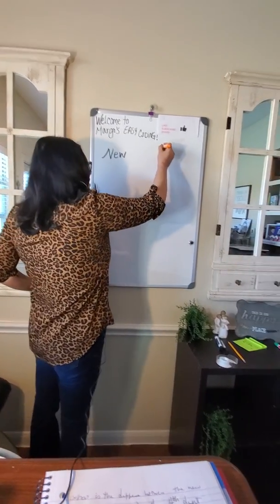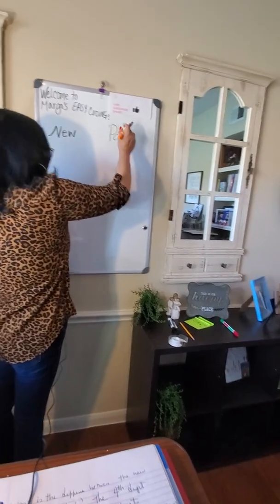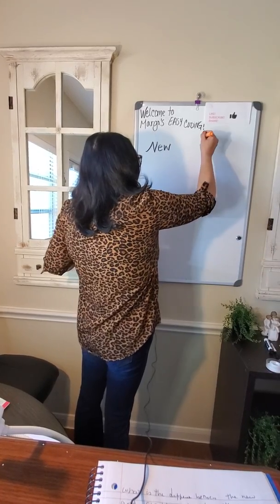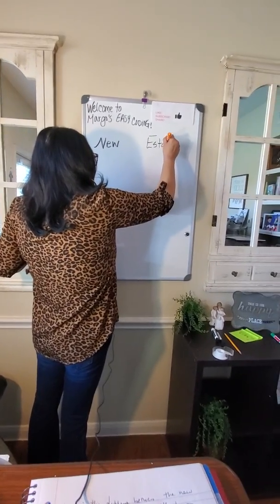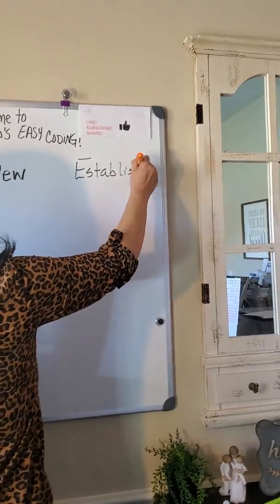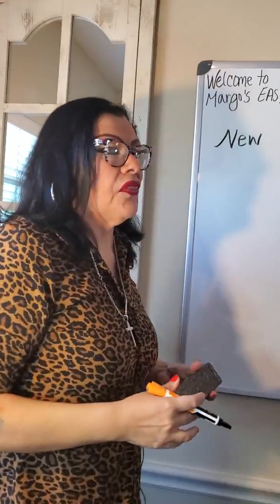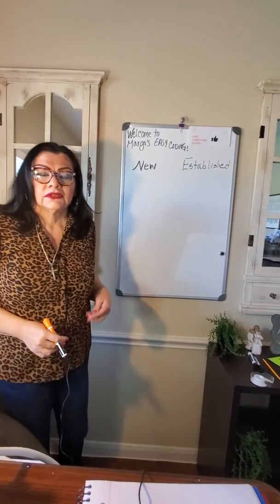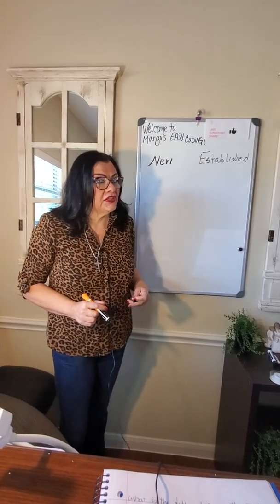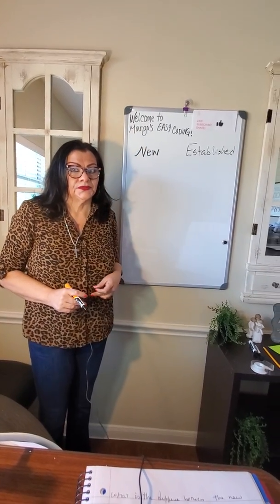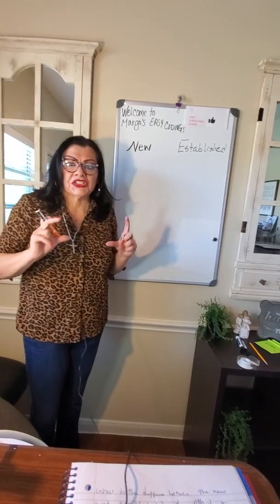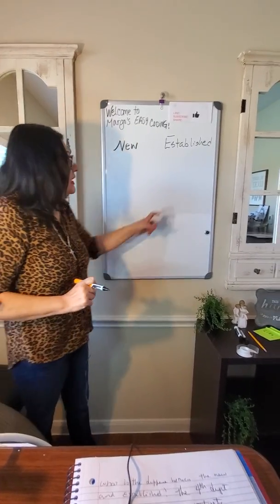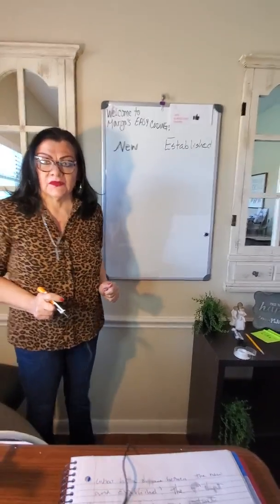An established patient is a patient that is a regular patient. So he has been seen before. Yesterday, a month ago, 3 months ago, 2 years, 2 years and 364 days ago, as long as the patient has been seen within the last 3 years, that is an established patient.